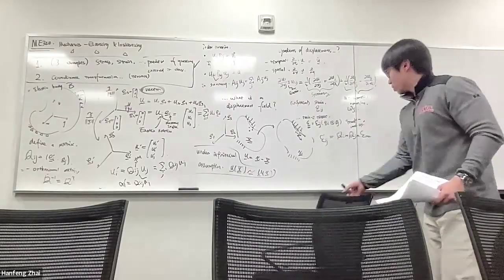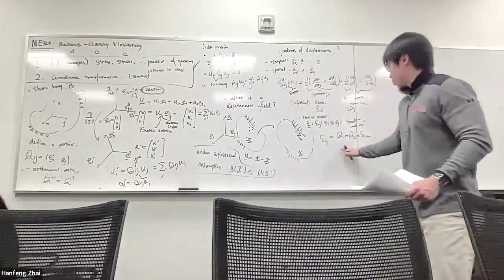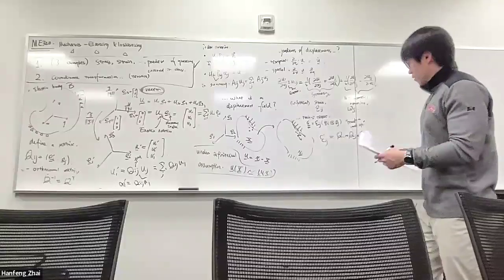And computationally, how would you represent this transformation of the coordinate system?